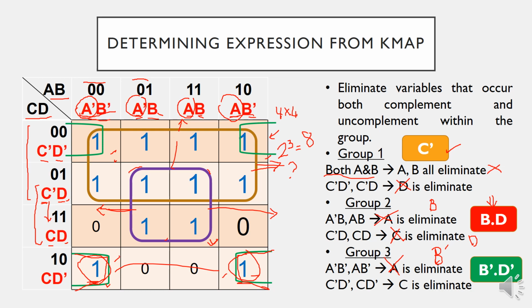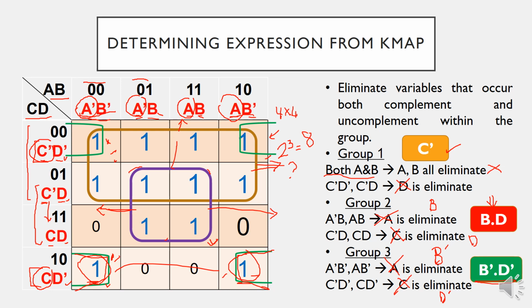Alright, for this side, this one and this one, the variables involved are C complement D complement, and C D complement. So straight away we know that C is occurring both complemented and uncomplemented, whereas D is not changing, only the complement version is occurring. So we will eliminate C and only D complement will remain. So the expression for the group will be B complement and D complement.